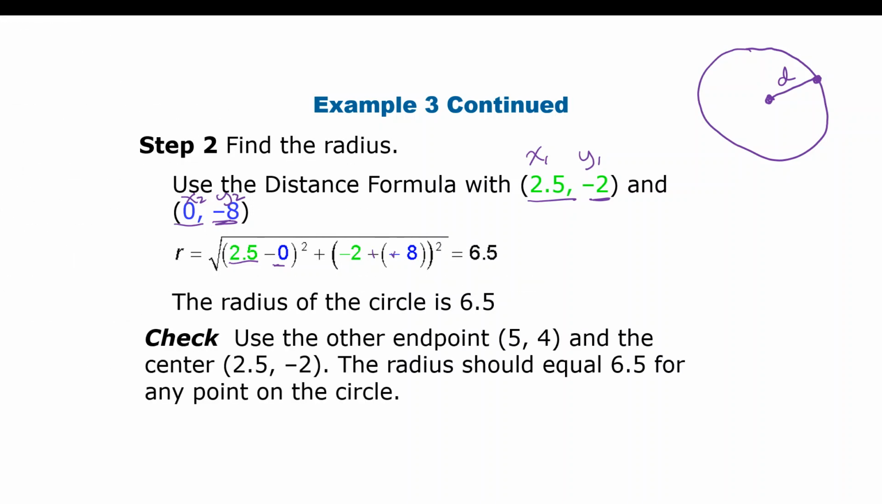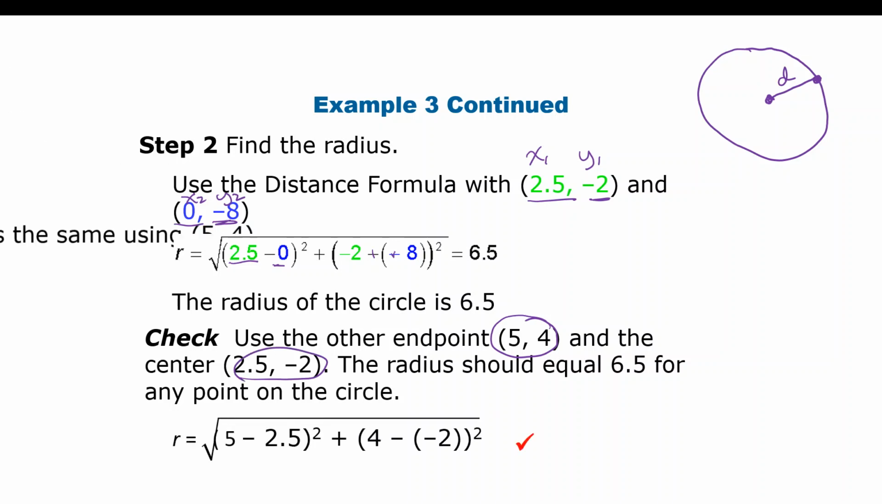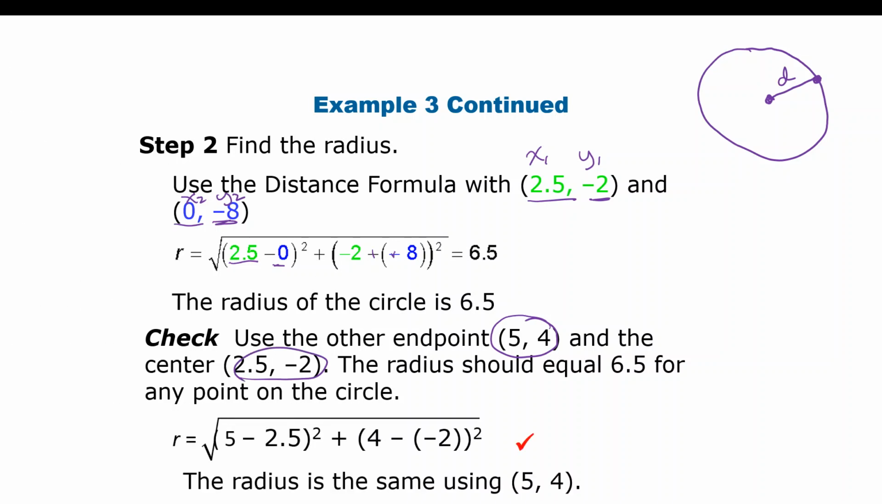Okay, finally, again, I love math because we can always check and find out whether we are correct. So we could just substitute the other endpoint, 5, 4, and using the same center again. Once you do all the distance formula again, you should find out that the radius is the same, 6.5.